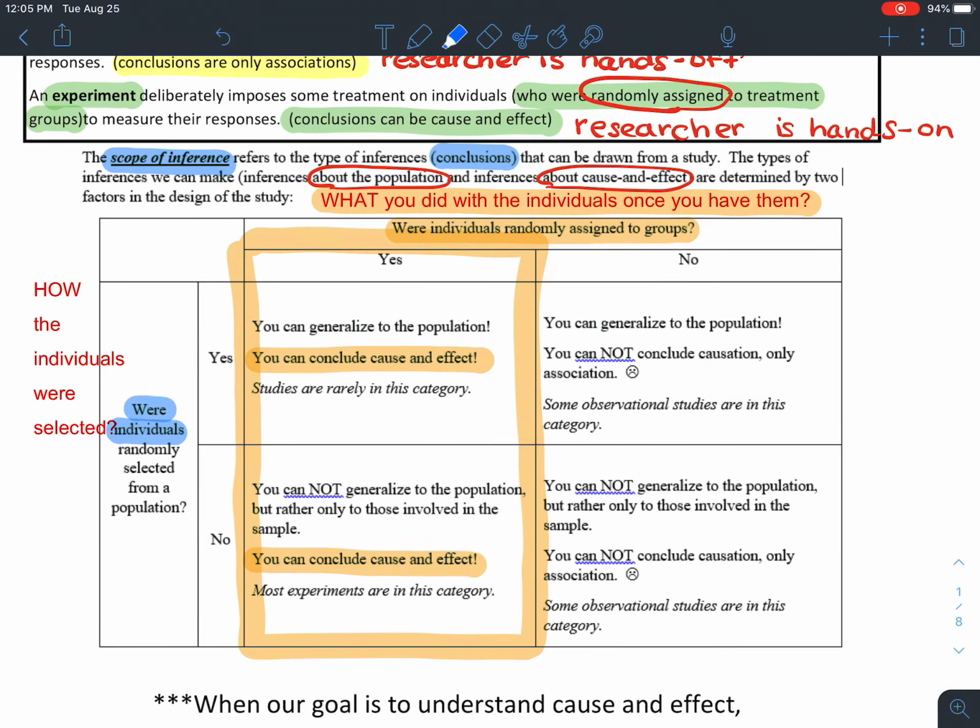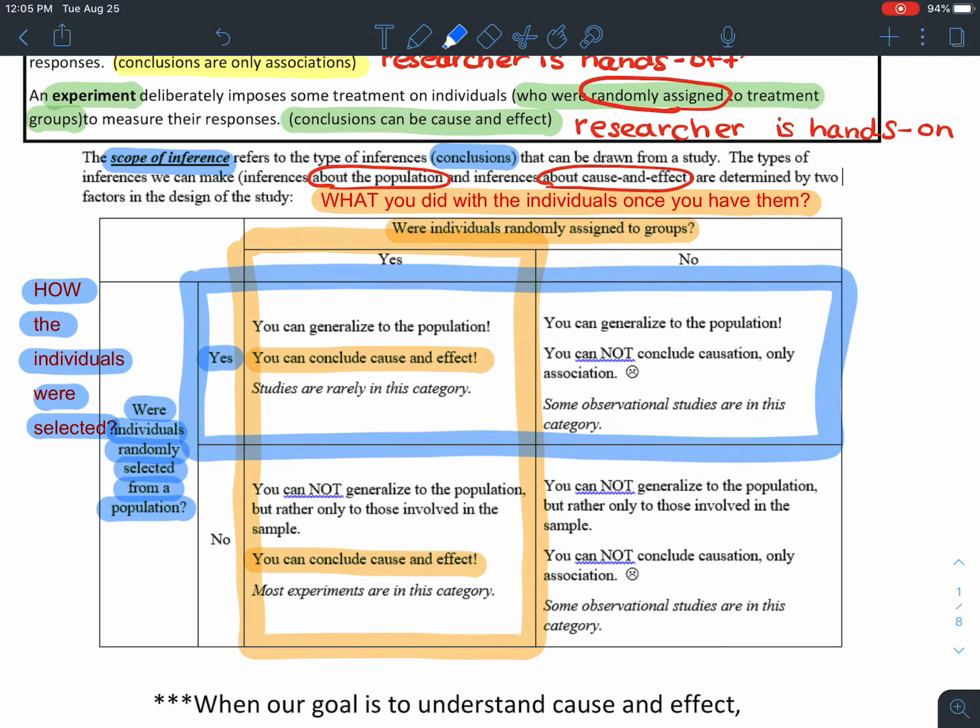The other question that you want to ask yourself is, how did you get the individuals? Were they randomly selected from a population? How were the individuals selected? If you're going to say, yes, I randomly selected them from a population, that's going to land you in this row right here. So if you're answering yes, that you randomly selected them, that means that you can generalize your results to the overall population. And you'll notice that's what this row has in common.